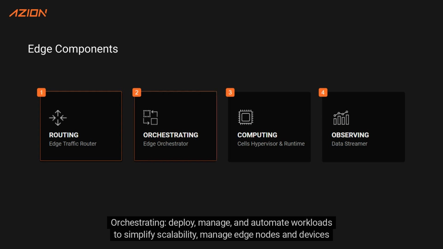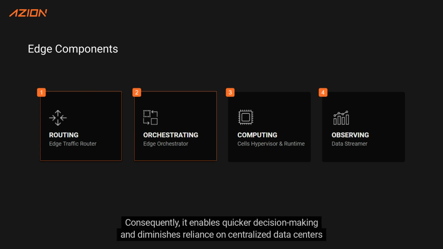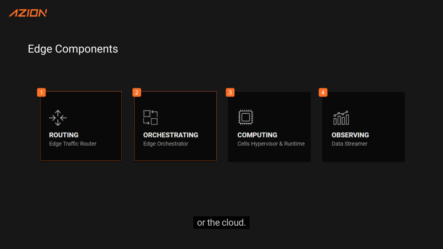Orchestrating: deploy, manage, and automate workloads to simplify scalability. Manage edge nodes and devices for seamless collaboration, optimize data collection, and coordinate actions across edge nodes. Consequently, it enables quicker decision-making and diminishes reliance on centralized data centers or the cloud.